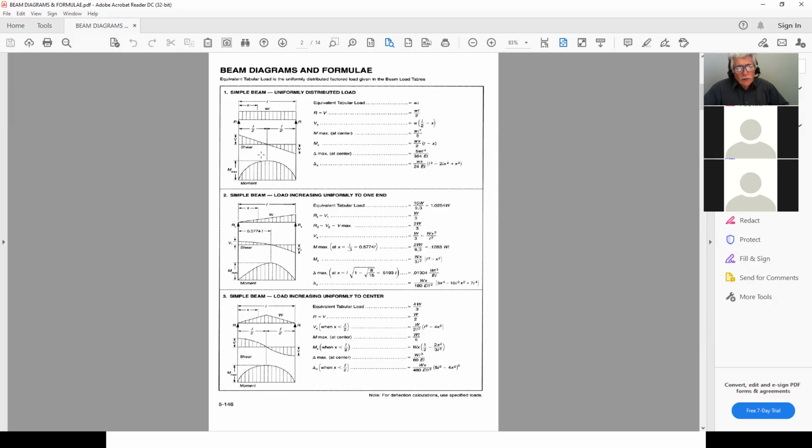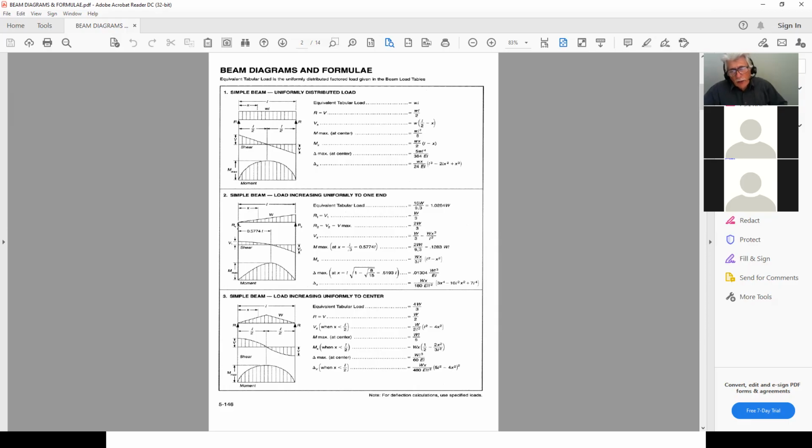If for whatever reason I need to calculate the moment anywhere else in the span, I can use this equation here. And of course, if I want to calculate the deflection, the maximum deflection will occur at the center, and therefore that's equal to 5WL to the fourth over 384 EI. So this is the formula that will give me the maximum deflection at the center. And if for whatever reason I want to calculate the deflection anywhere else, this is the equation I have to calculate deflection. So these are very, very practical.